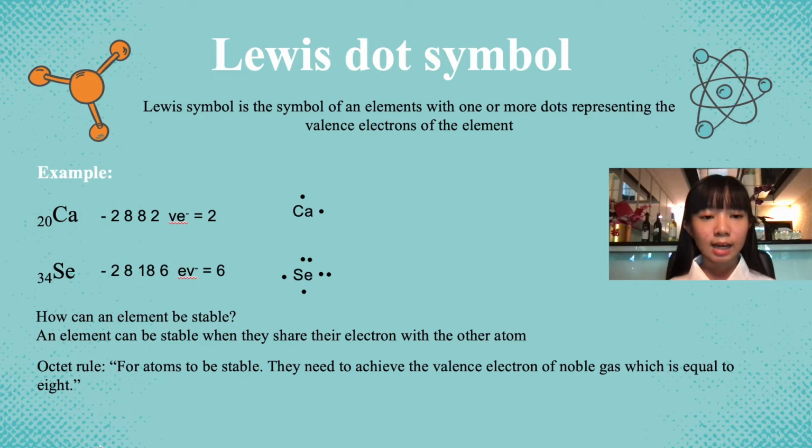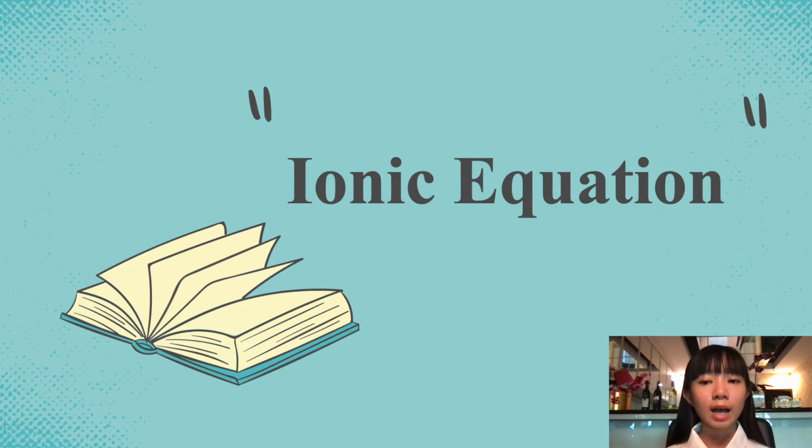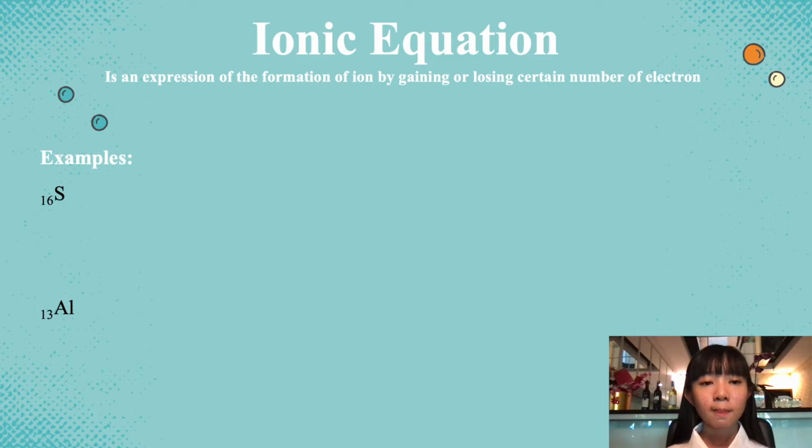Now this means that calcium needs to give away 2 electrons in order to be stable, while selenium needs to take 2 more electrons in order to become stable. Next, let us proceed to the ionic equation. Ionic equation is an expression of the formation of ion by gaining or losing a certain number of electrons. Now, how do we express the ionic equation? We have some examples here.